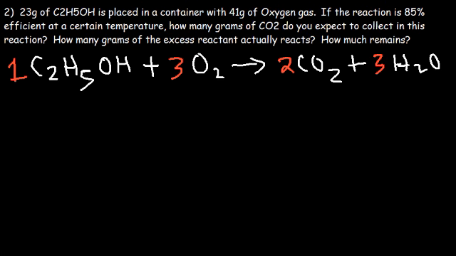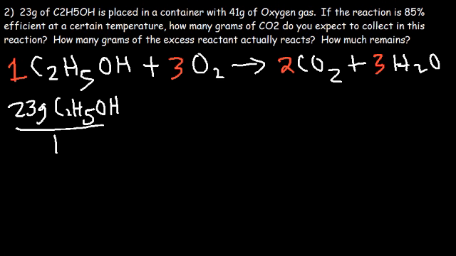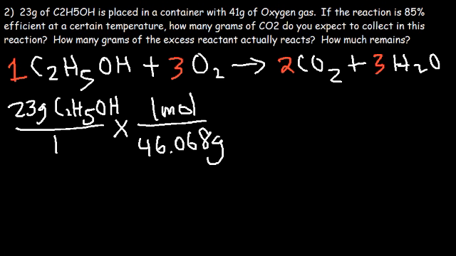Let's start with the 23 grams of ethanol, C2H5OH. Let's convert it to moles. So carbon has a molar mass of 12.01 times 2, plus the 6 hydrogen atoms, each with a molar mass of 1.008, plus 16 for oxygen. So the molar mass that you should have for ethanol is about 46.068 grams per 1 mole.